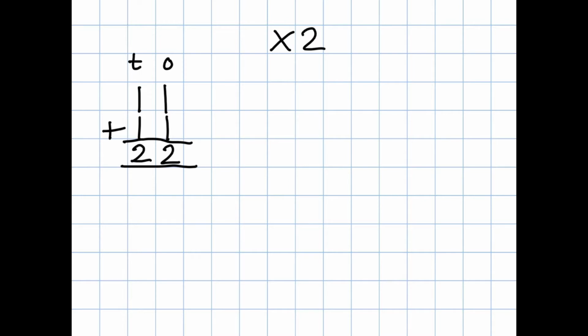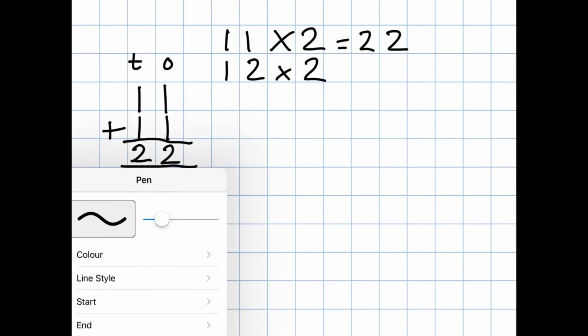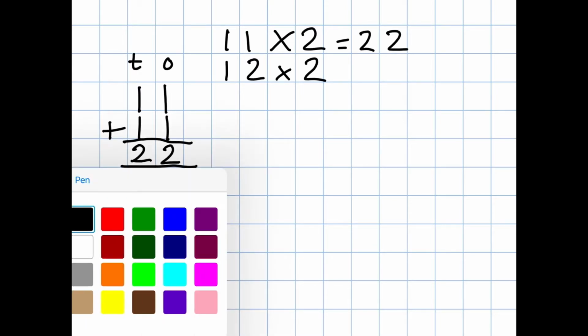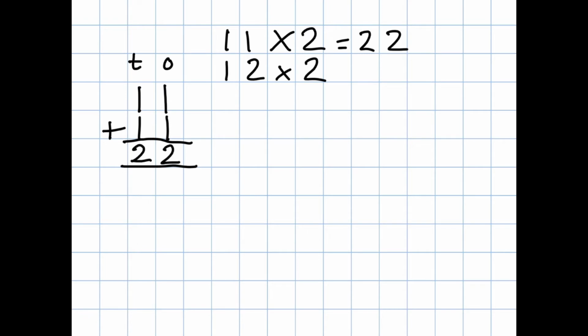Now we're going to use that to try and work out some of the others. So let's just write that one down because we know that one. 11 times 2 equals 22. So now let's try and use the same method to work out 12 times 2. Let's get a different colour pen. So 12 times 2, remember, is the same as 12 and 12. So I'm going to put 12 there, 12 there, and we're adding them.